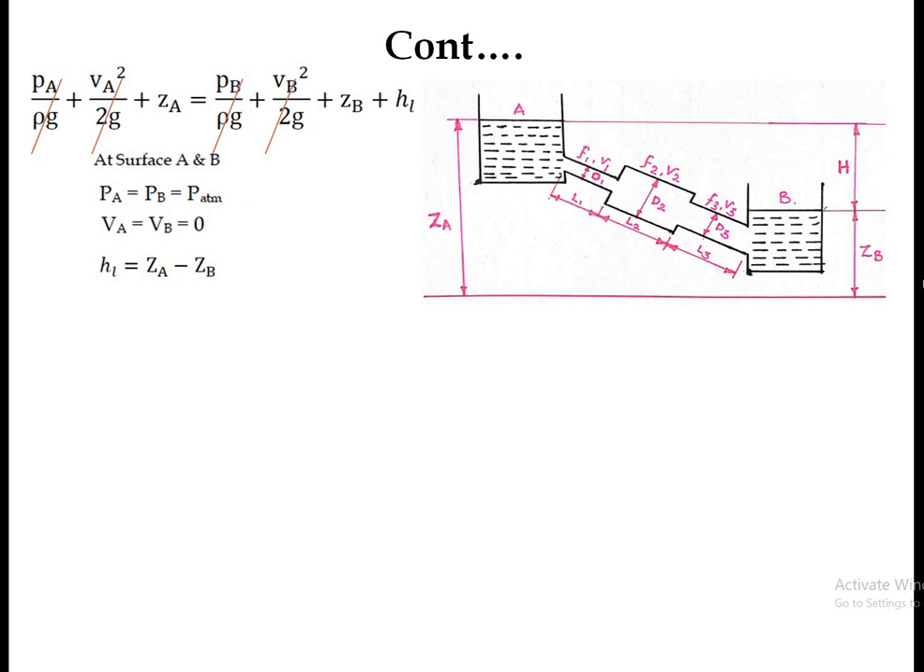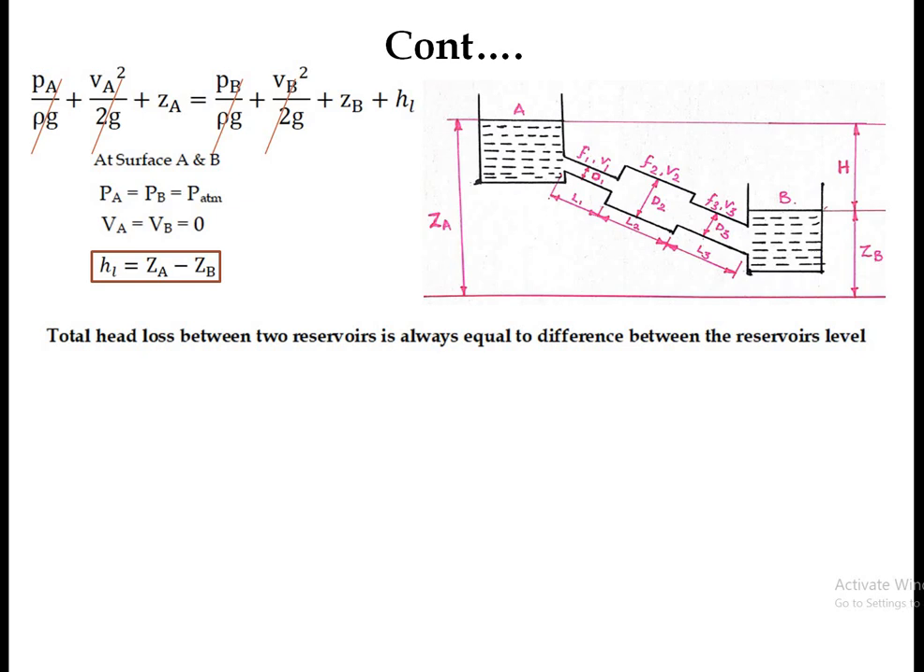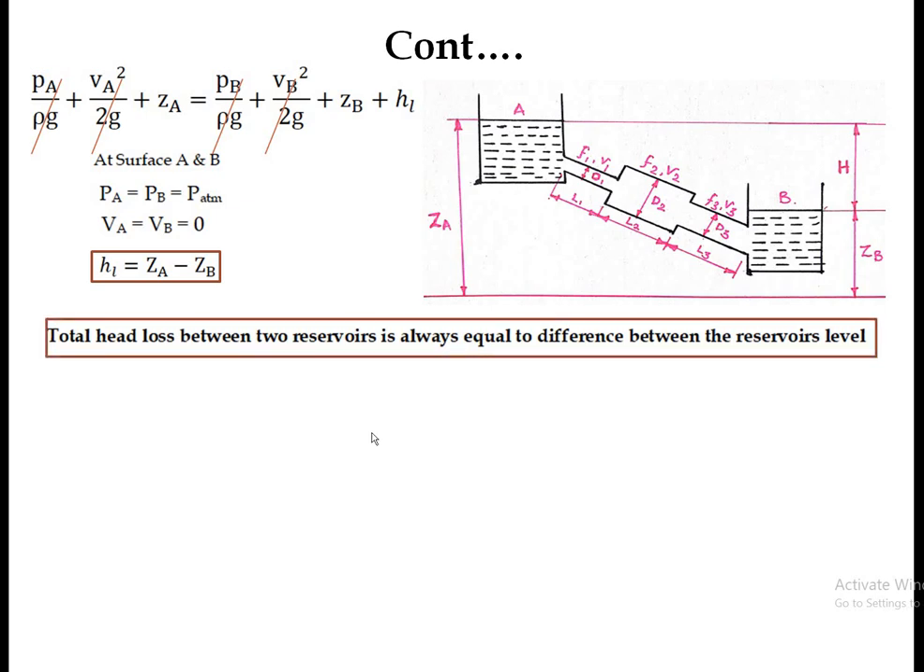So this is the total ZA, this is the ZB, and when we take the subtraction ZA minus ZB, we get H. So HL equals this H, that is ZA minus ZB, and it concludes that the total head loss between two reservoirs is always equal to the difference between the two reservoir levels. So H is the difference between the two reservoir levels, which gives the total head loss between two reservoirs. This is the conclusion of this equation. This is very important, remember that.